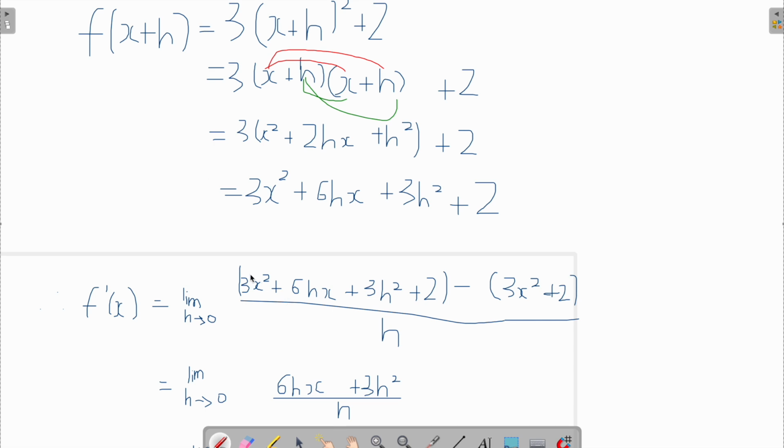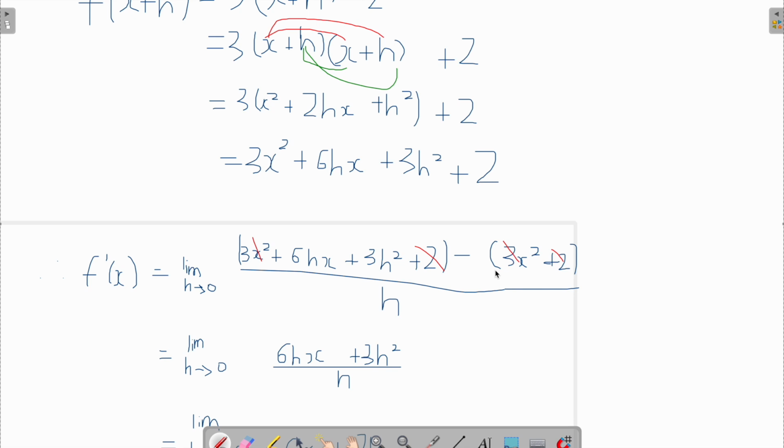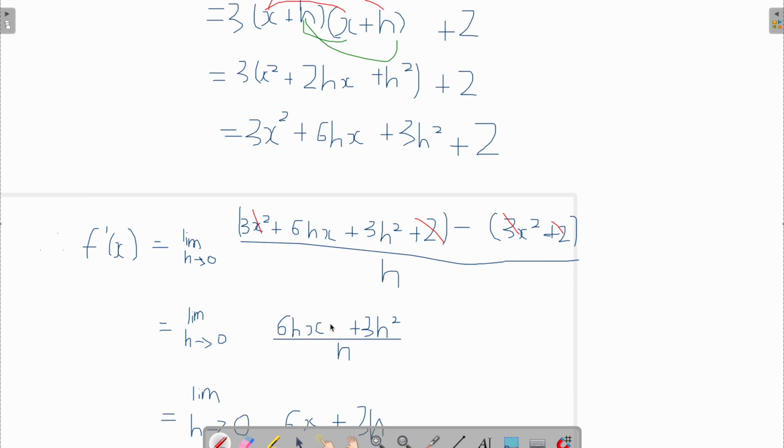As we can see, the 3x squared cancels here. 3x squared minus 3x squared is 0. And also, similarly, 2 minus 2 is simply equal to 0. So what we're left with next is 6hx plus 3h squared over h. And reminder, h approaches 0. But before we apply this, let's see, can we cancel anything? Let's see. We can cancel h and h.